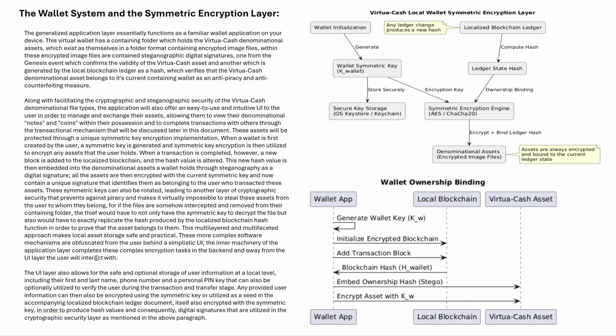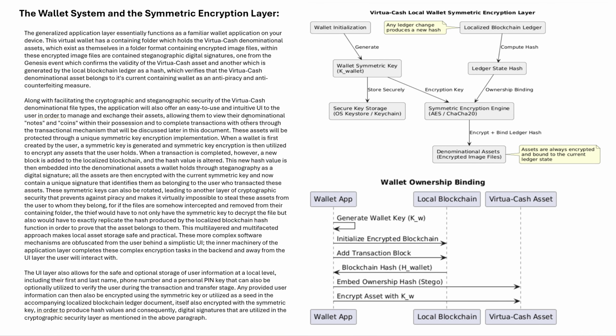The UI layer also allows for safe and optional storage of user information at the local level, including their first and last name, phone number, and personal PIN and key, that can also be optionally utilized to verify the user during the transaction and transfer stage. Any provided user information can then be encrypted using the symmetric key or utilized as a seed in the accompanying localized blockchain ledger document itself, as encrypted with the symmetric key, in order to produce hash values, and consequently the digital signatures that are utilized in the cryptographic security layer as mentioned in the above paragraph.